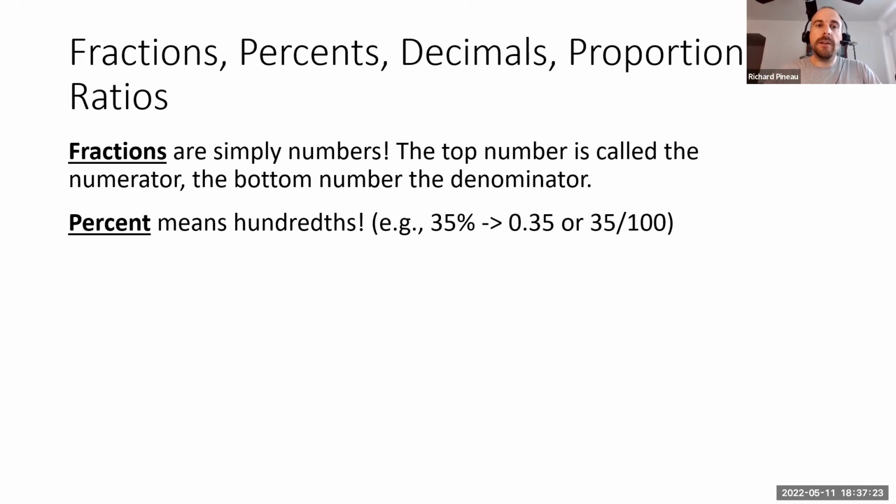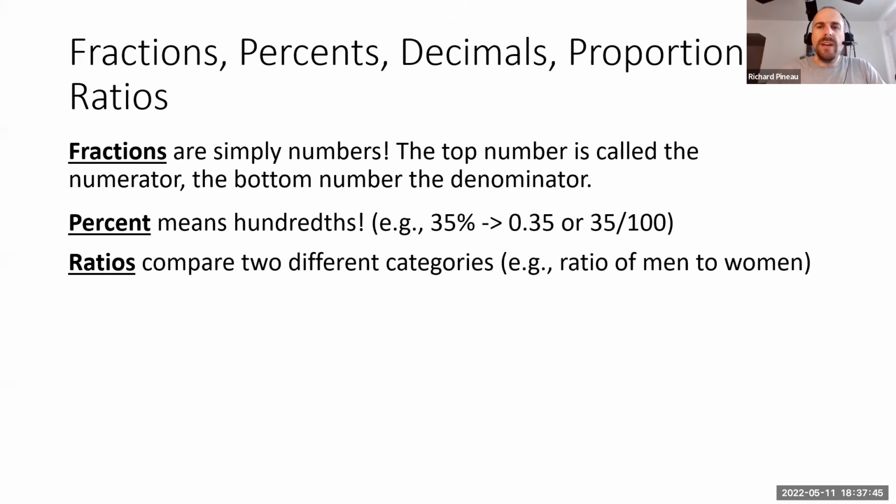Now, a percent, what I want you to think of is percent means hundredths, okay? So 35% literally would be 0.35, or literally as a fraction, 35 hundredths, 35 over 100. So pretty easy. And we'll talk actually about how to convert percents to decimals and fractions. So you actually get a little preview right there.